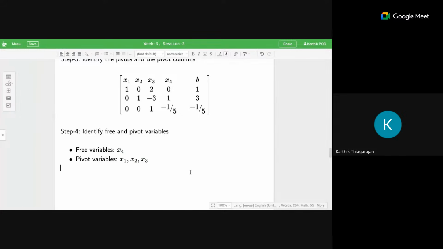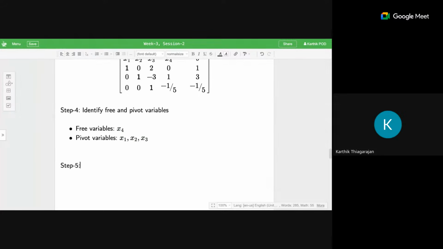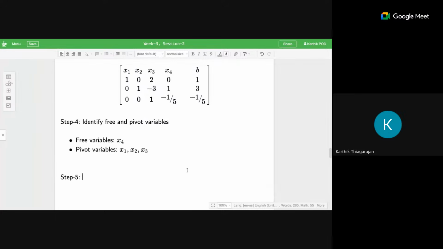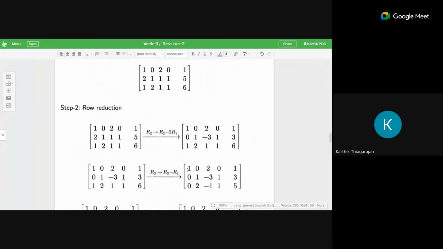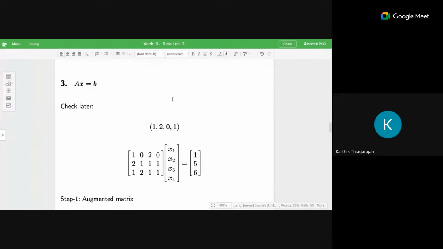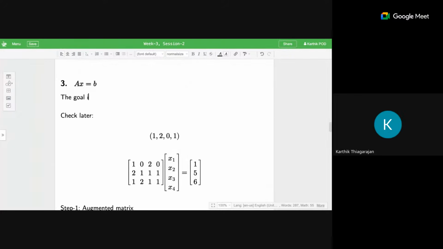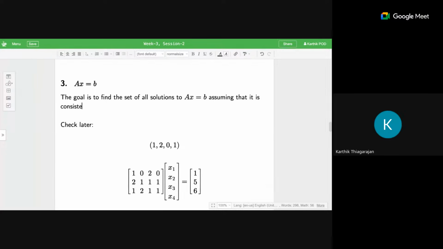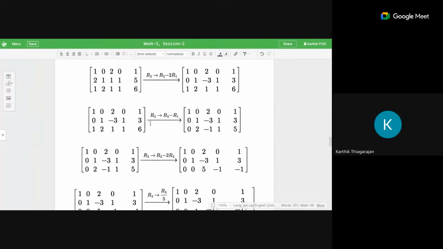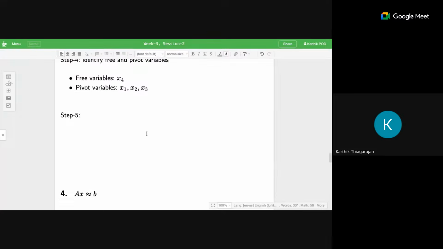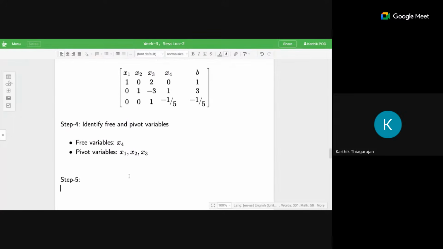Now we can solve, right? So step 5: the goal is to find the set of all solutions to Ax equal to b, assuming that it is consistent. If not consistent, we'll come back to that later. But the goal is to find the set of all solutions, which means if there are infinitely many solutions, you must find a way to represent them. So that's the goal we are moving towards. So how many solutions are there here?